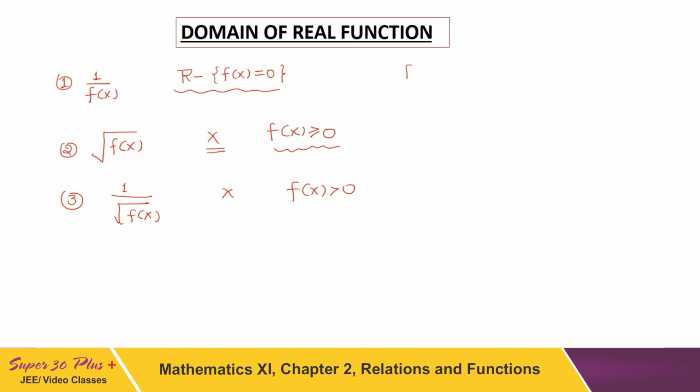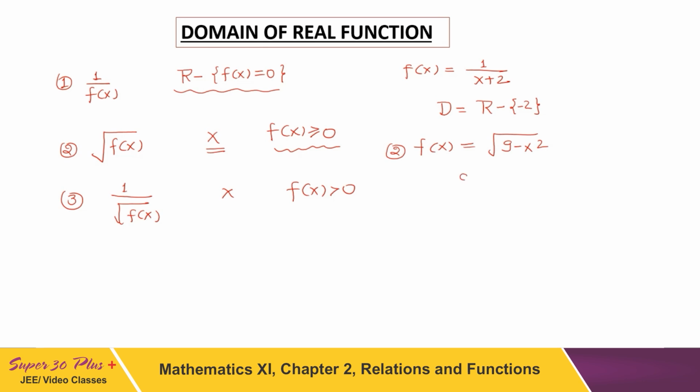Now we have to take examples for these three types. Let's consider f(x) equals 1 upon (x plus 2). Then what is the domain? The domain will be all real numbers except minus 2, because at minus 2 this f(x) is not defined. Now take one more example. f(x) equals under root (9 minus x square). What is the domain of this function?